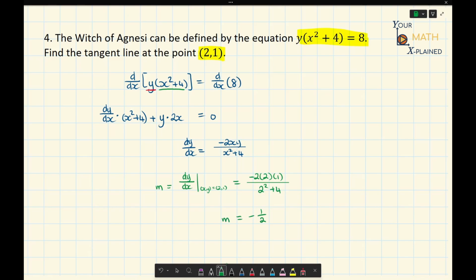And now that we have a slope and a point, we're ready to write down the equation of the tangent line. So using our point-slope form, we get the equation of the tangent line is y minus 1 is equal to negative 1/2 times (x minus 2). And this would be the equation of our tangent line at the point (2, 1).